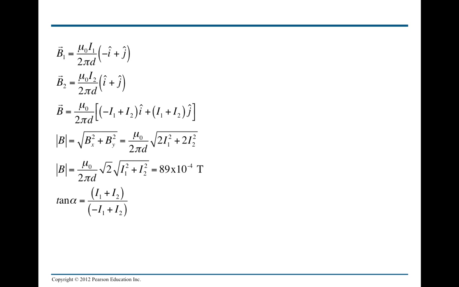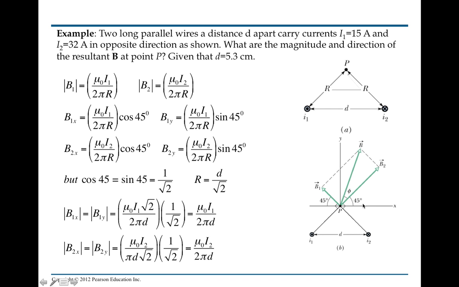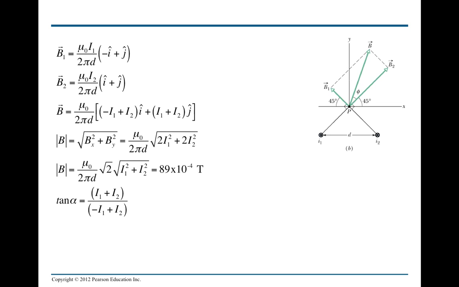So the magnitude of the net magnetic field is equal to this, and this is the tangent of alpha, where alpha is this angle here, the angle with respect to the x-axis. All right, so again, this is a little bit long, but easy to do.